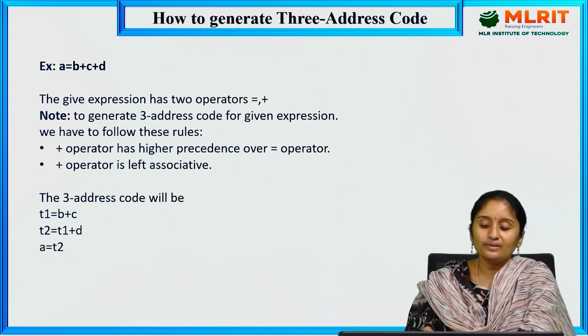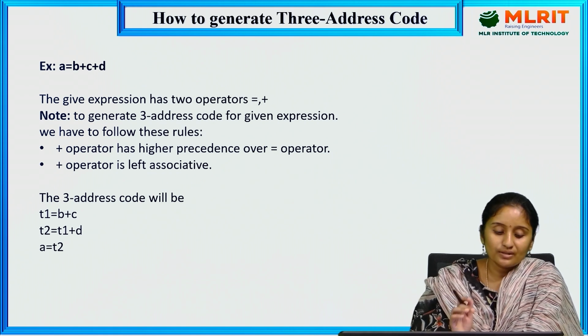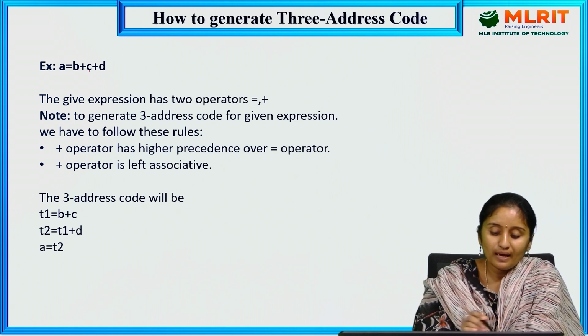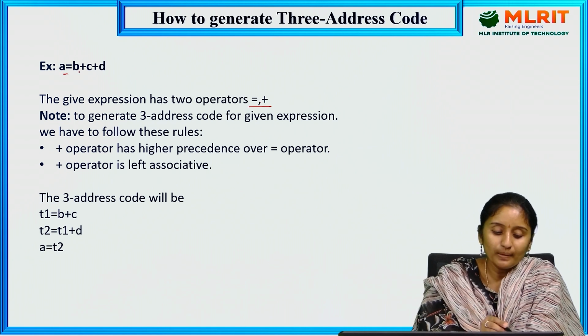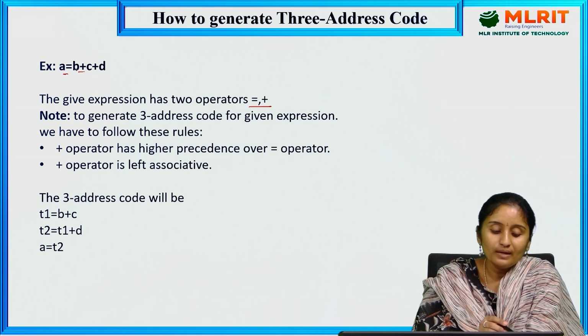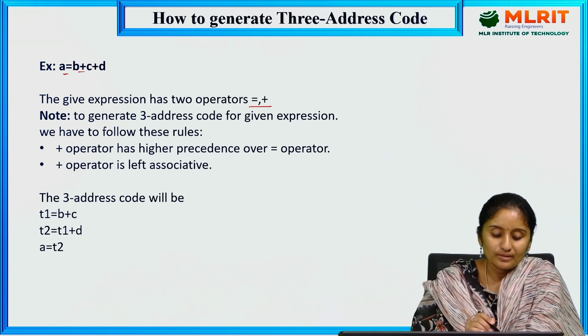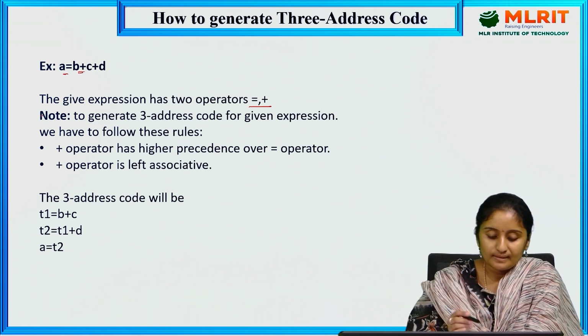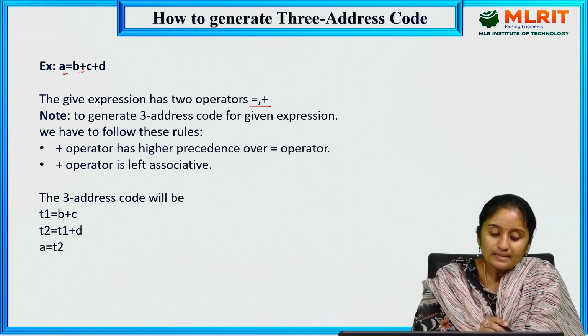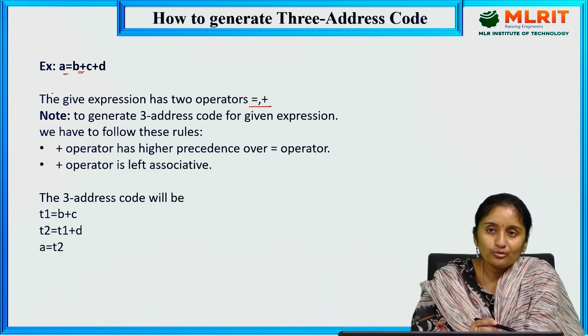How to generate the 3 address code? The given expression has 2 operators, equal to and plus. I even have plus 2 times. Generally, what are the operators existing over here? Equal to and plus are the operators. To generate 3 address code for the given expression, the plus operator has higher precedence when compared to equal to. So the plus operator has more priority than the equal.